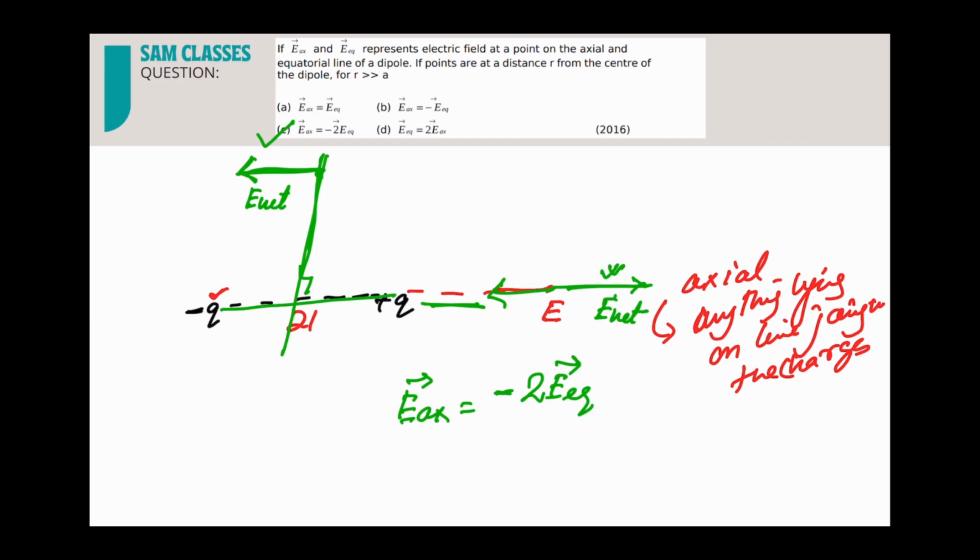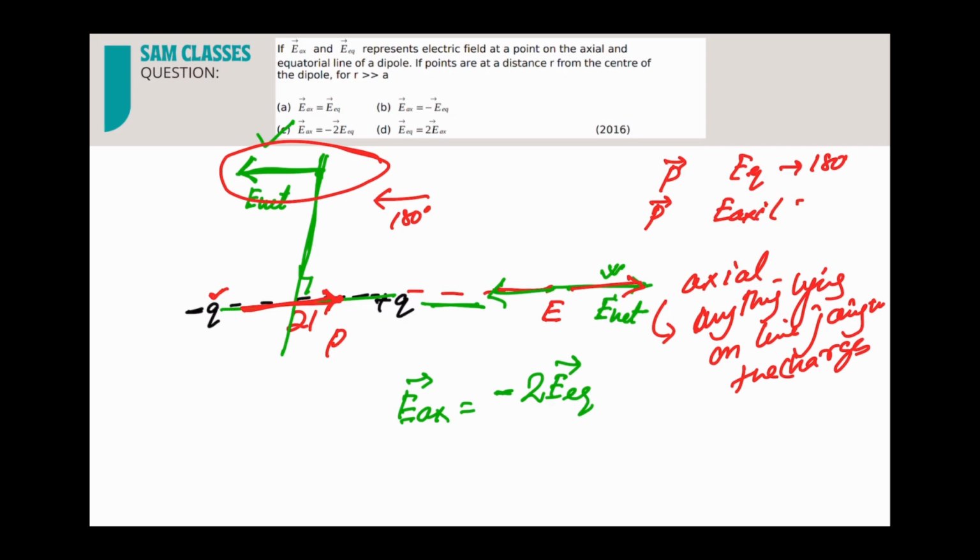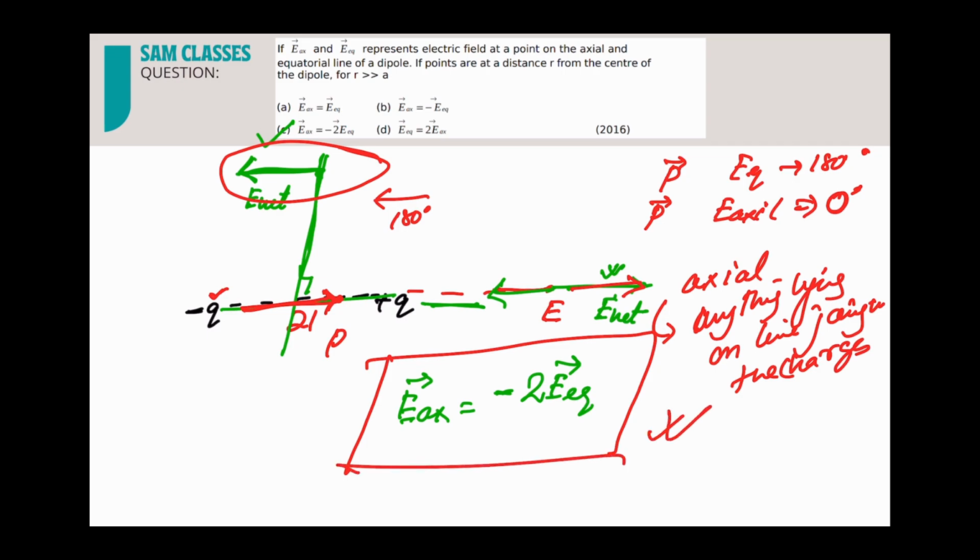So option C is correct. That's it. Nothing was there. Was it that difficult, student? So remember what is there for the dipole moment, for the equatorial and axial, and the direction part. The direction of the dipole moment P for the axial is along the axial part, and for the equatorial it is making an angle of 180 degrees. Clear? So a few points you should know: the angle between P and E equatorial is 180, and the angle between P and E axial is 0 degrees. If you know these two things, you'll be able to solve most of the questions.